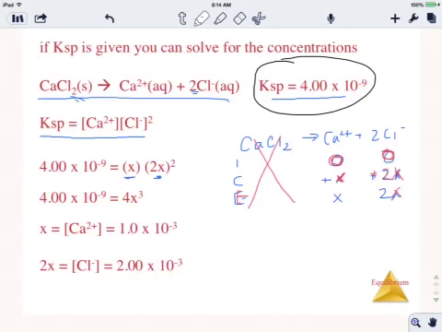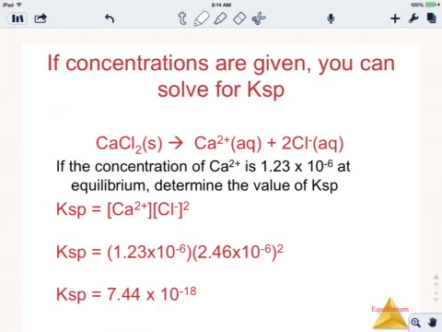We plug these now in for our concentrations. Calcium becomes X and our chloride ion becomes 2X. So if we factor this in, we get 4X cubed. And then you solve for X. So you divide both sides by 4 and then use that special math function on your calculator to take the cube root. When you solve for X, you're solving for the calcium ion. Now to solve for the chloride ion, you need to multiply by 2. So you take that value and just multiply by 2.